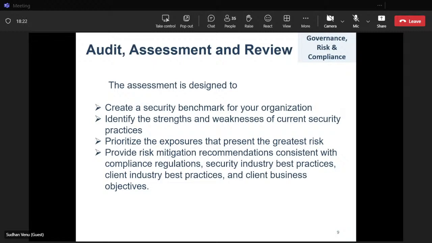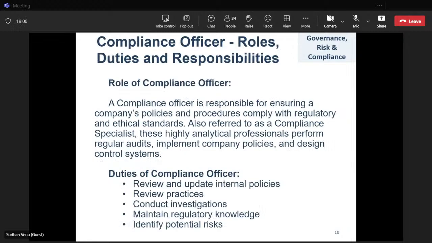They have to create it, and then they have to identify the strengths and weaknesses of the current security practices: where we have the strength and we have to improve it in terms of security, and where we are weak, how to improve those things. So everything needs to be identified. Then we have to prioritize the exposure that presents the greatest risk, and provide the risk mitigation recommendation, which consists of the compliance regulations, security industry best practices, client industry best practices and client business objectives. So based on these things, we are making the assessment in terms of audit.